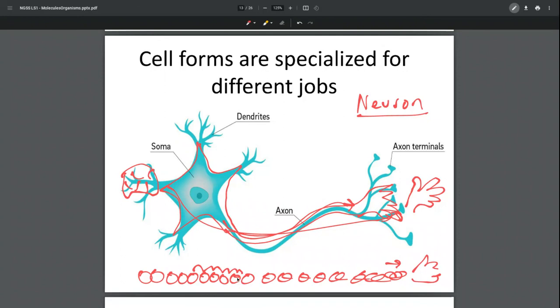Okay, so nerve cells have this really specific shape in order to send signals quickly, which is this long cable-like structure, right? And that's actually how we send signals, right? Think about cables, right? They send signals down really fast.